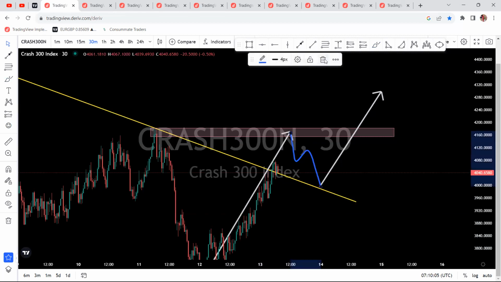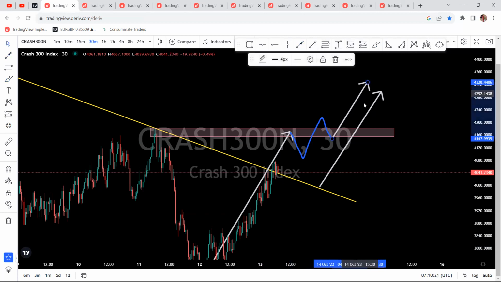It may give us a shape like this. It may push down like this, push up, push down again like this. Then it will zoom up. But is this a corrective structure? Yes, it's still a corrective structure.